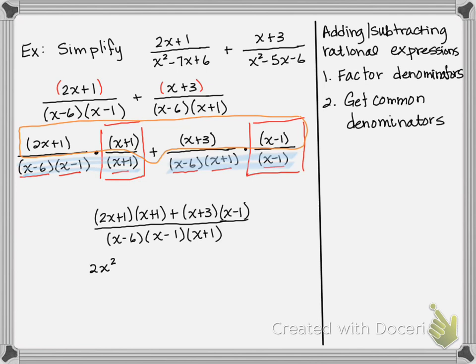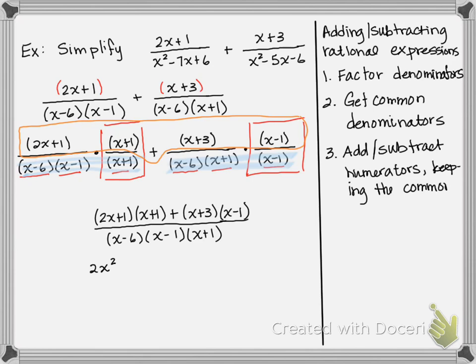2x squared. So I dropped the ball on my list here. Add, subtract numerators, keeping the common denominator. And then we're going to simplify the numerator.